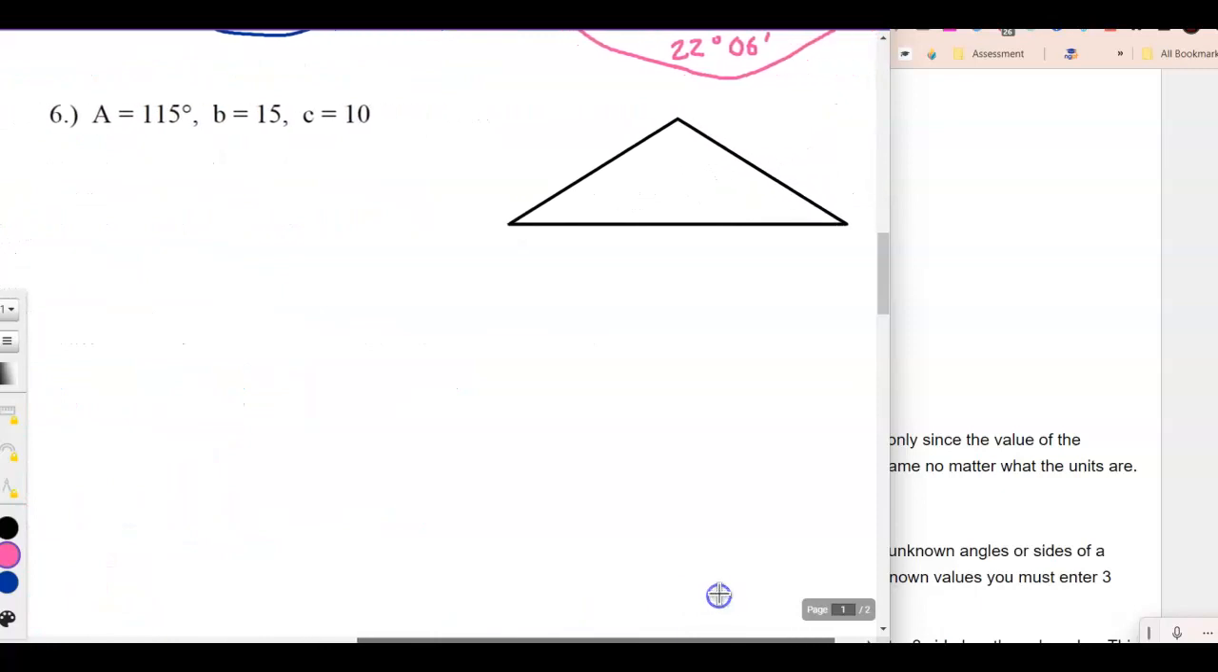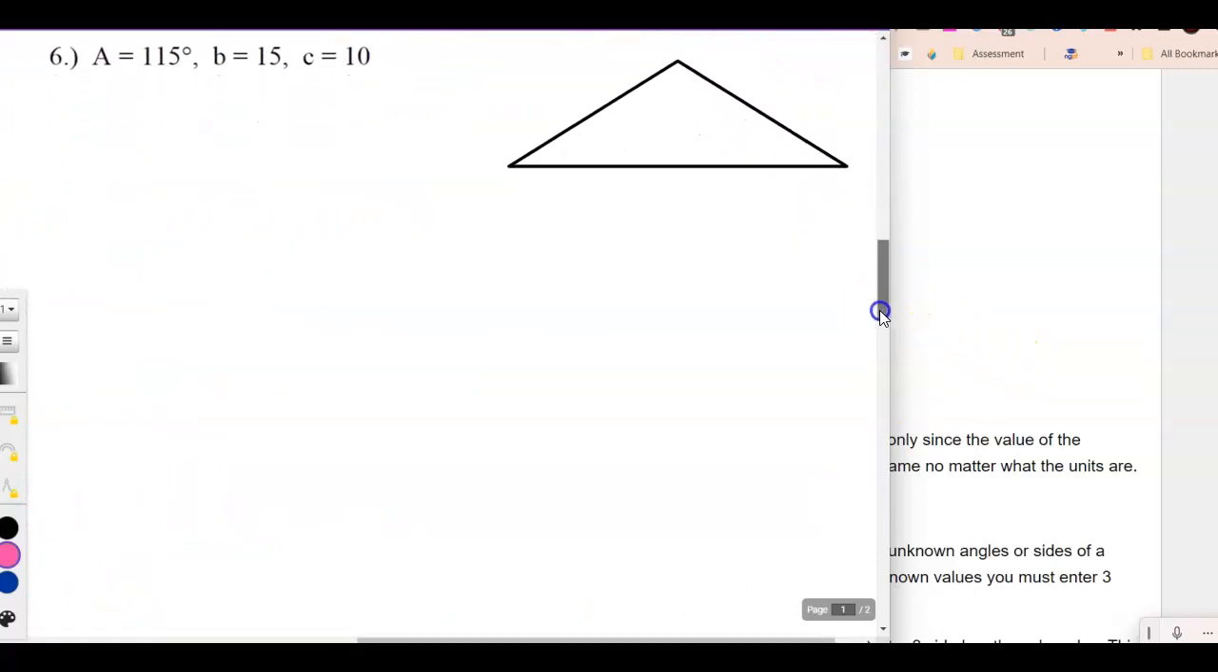Let's look at number 6. Let's label this A up here. Let's make that the 115 since it's the bigger one. And we have sides 15 and 10. That would make this angle B, and this would make angle C. So I have a side angle side, which means I have to do cosine. If I have two sides and an angle, that's the law of cosines. So that's what I'm going to start off with first.